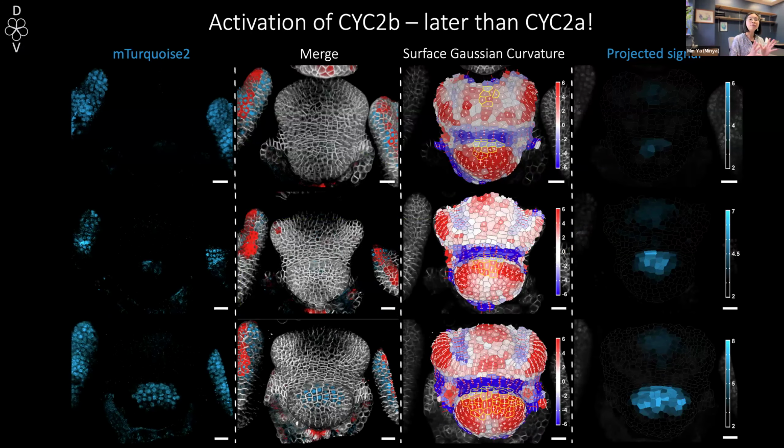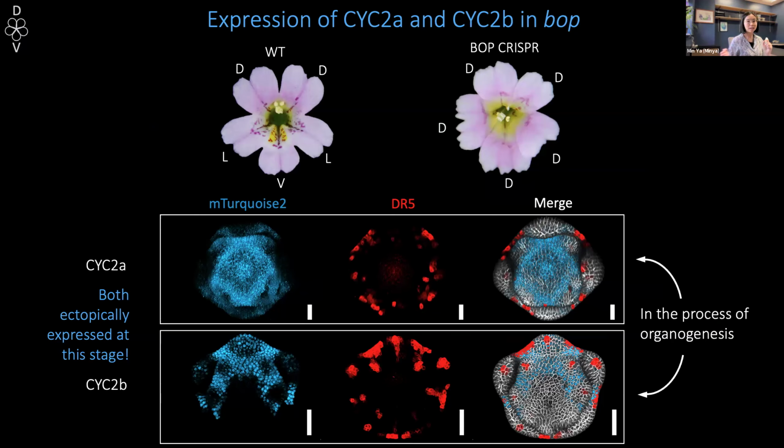How about BOP? To address that, I constructed some BOP CRISPR lines, which make flowers that kind of look like this. So it's kind of dorsalized. And indeed, this phenotype is due to an ectopic expression of both cycloidea genes. For instance, here we have two floral meristems that are still in the process of organogenesis, initiating organs. And it's obvious that both of these two genes are no longer restricted to the dorsal side anymore, particularly 2A that extended all the way down to the ventral side.